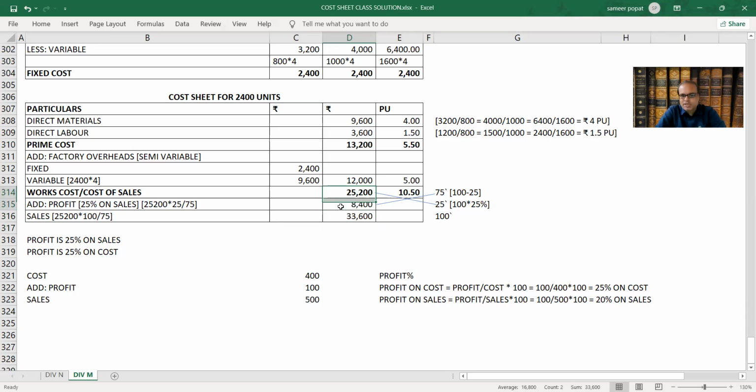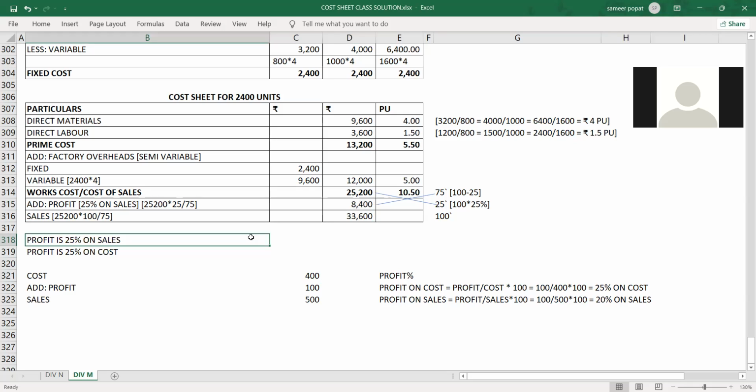Now simply cross check it. 25,200 plus 8,400, is it 33,600? Yes, it is 33,600. So it is exactly matching. And if you cross check, 8,400 is 25% of 33,600. Just check it, 33,600 into 25%. Is it 8,400? Yes, sir. So it fits well.